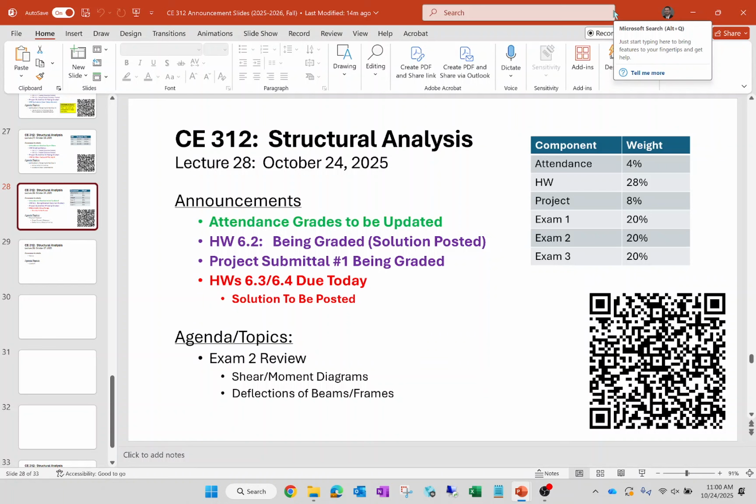Let's get started. I didn't check this morning as to what the status was of homework 6.2, but I know that homework 6.2 is a long homework. So if I was a betting man, I would imagine my TA is still working on that. Homework 6.3 and 6.4 were simultaneously due today, but 6.3 was just the screen capture homework. What I'll do for homework 6.4 is I'll probably post that sometime tonight or tomorrow.